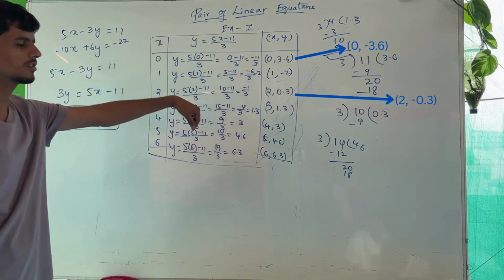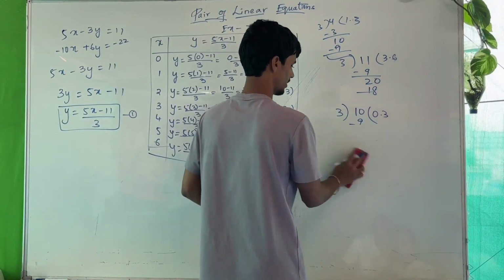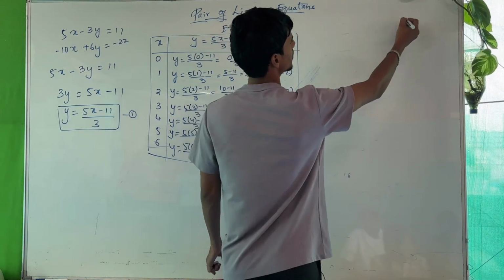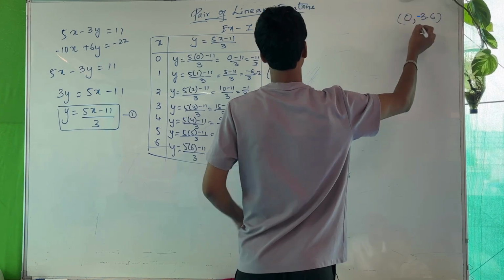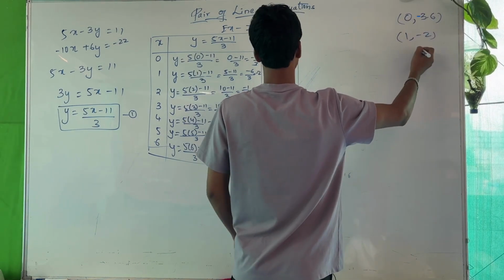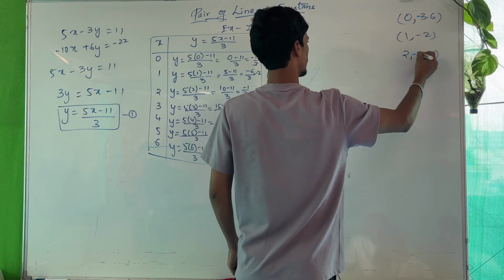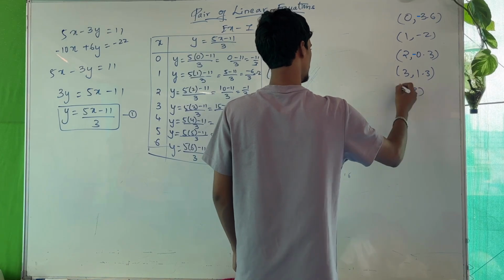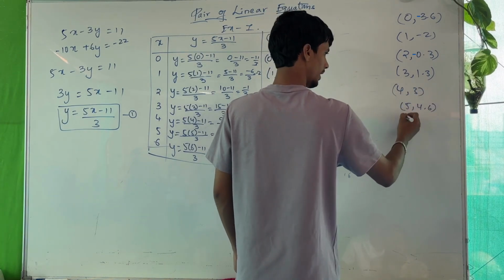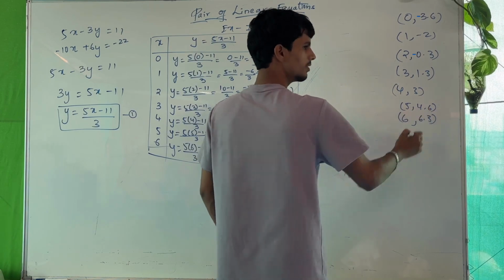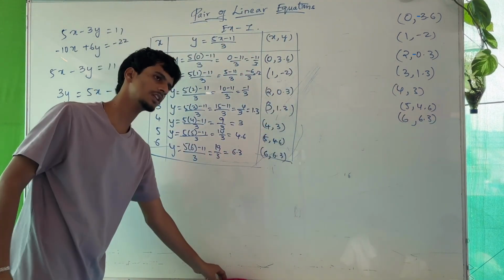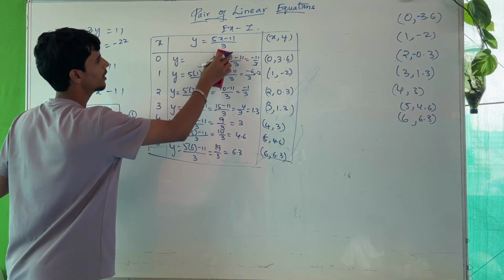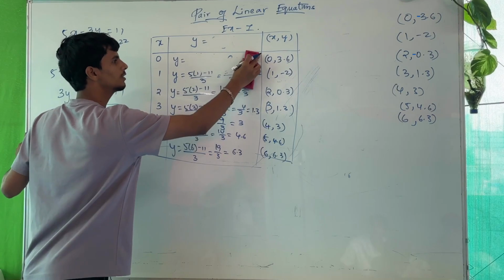So we got these solutions. Let us write them aside. So first 0 comma 3.6, and second solution is 1 comma minus 2, third solution 2 comma 0.3, and fourth solution 3 comma 1.3, fifth 4 comma 3, next 5 comma 4.6, and 6 comma 6.3. So in this way we got all the 6 solutions for equation 1. And next let us find the values for equation 2.